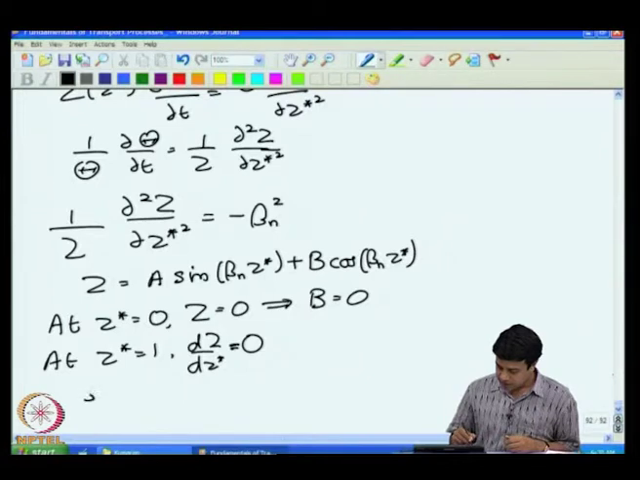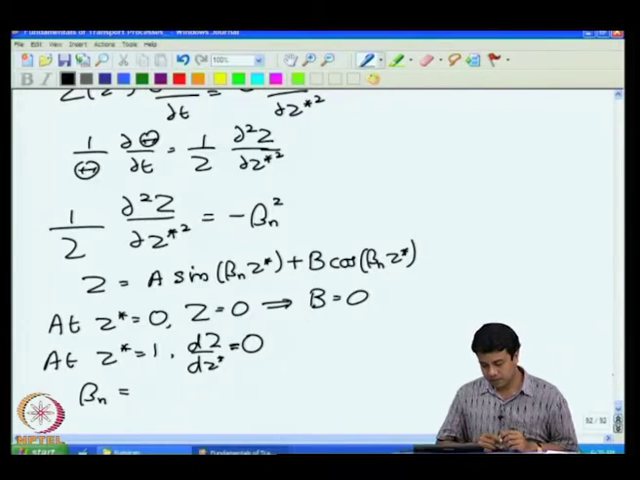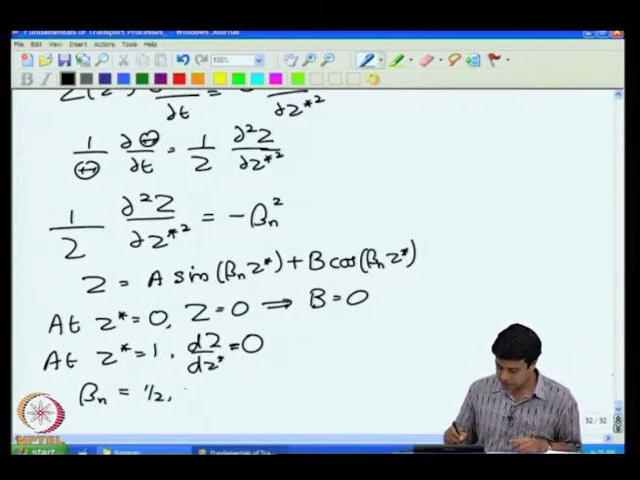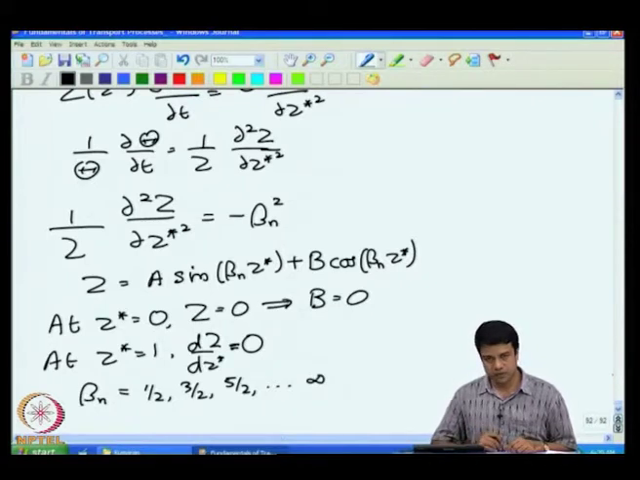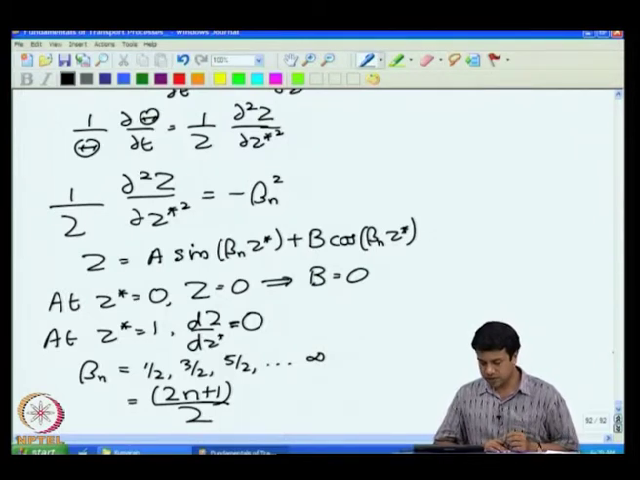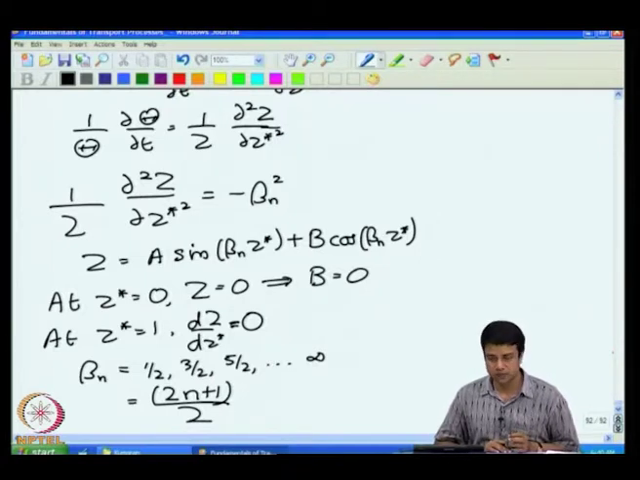And this implies that beta n has to be such that the slope of the sine function, d by dz star of sine beta n z star, is equal to 0. That means that cos beta n z star has to be equal to 0. That means that beta n has to be equal to half, 3 by 2, 5 by 2, etc., to infinity. Only if beta n takes these values will you have the slope of the sine function being 0 at z is equal to 1. I can write this compactly as beta n equal to (2n plus 1) by 2. So, for n is equal to 0, it is half, for n is equal to 1, it is 3 by 2, n is equal to 2, it is 5 by 2, and so on.